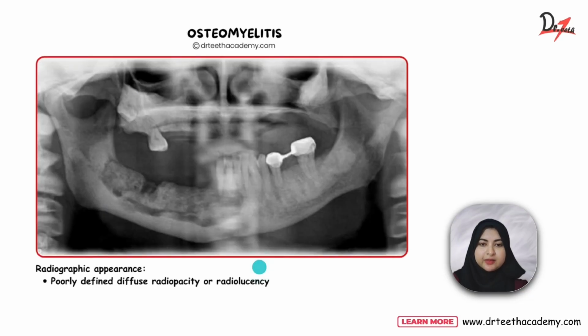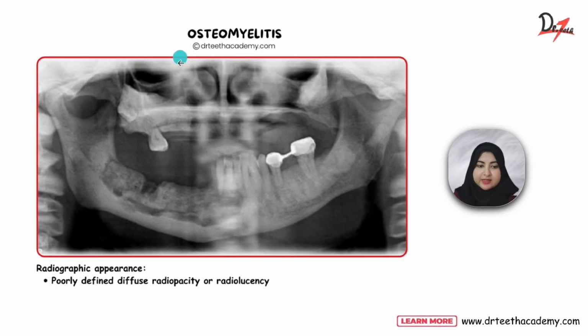Let's move on. The next option was osteomyelitis. Now, osteomyelitis refers to infection and inflammation of the bone marrow. On radiographic imaging, it appears as ill-defined, diffuse radiolucencies and radio-opacities, which is in contrast with the well-defined lesions you find in Langerhans cell histiocytosis. So this is also not the right answer.